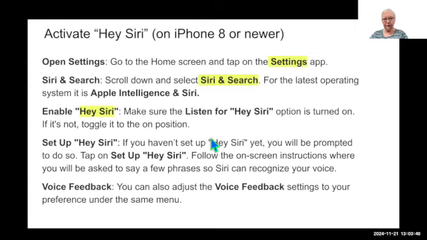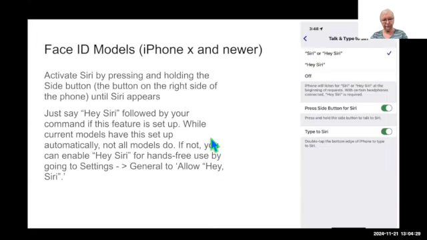On the iPhone 8 or newer, you want to set up Hey Siri by going to Settings, scroll down to Siri and Search. Note that on the latest, it's not called that, it's called Apple Intelligence and Siri. To enable Hey Siri, make sure the Listen for Hey Siri option is turned on. If not, toggle it on. If you haven't set it up, it will prompt you, and you follow the on-screen instructions to say a few phrases so Siri can recognize your voice. You can also adjust the voice feedback under the same menu.